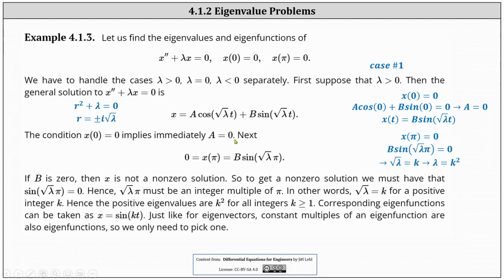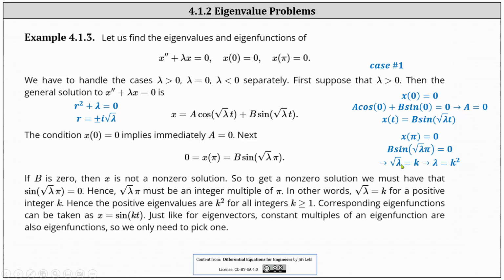And now we consider the second condition of x of pi equals 0, which gives us b sine square root lambda pi equals 0. If b is 0, then x is not a non-zero solution. So to get a non-zero solution, we must have that sine of square root lambda pi equals 0. Hence, square root lambda pi, the input into the sine function, must be an integer multiple of pi, because the sine of an integer multiple of pi is equal to 0. In other words, square root lambda must equal k for a positive integer k.